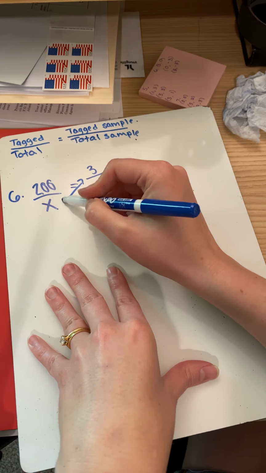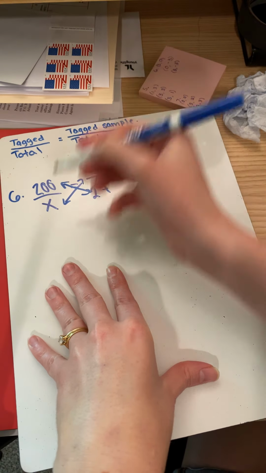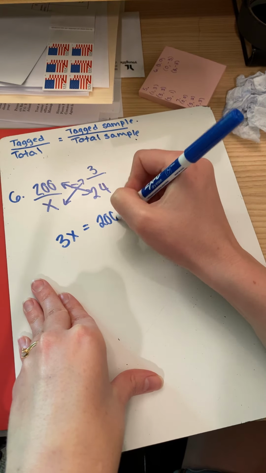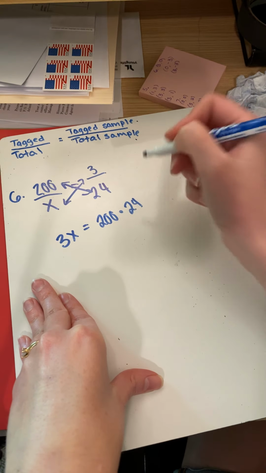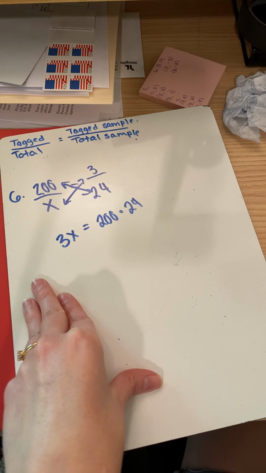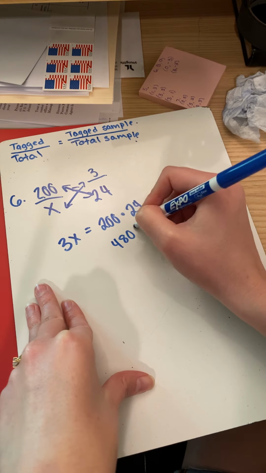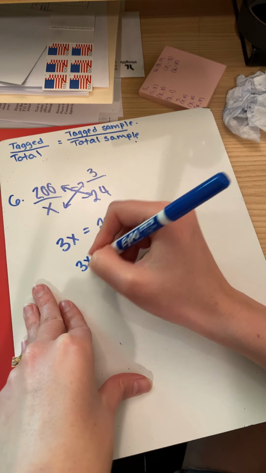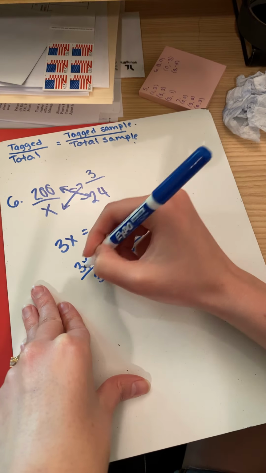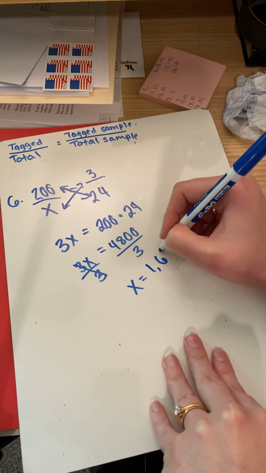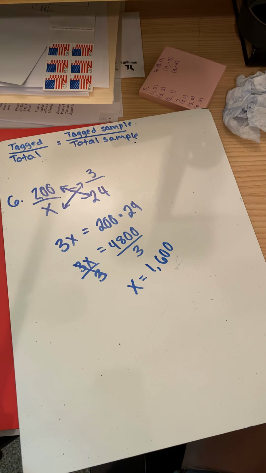Doing our cross products, we're going to have 3x is equal to 200 times 24. 200 times 24 is equal to 4,800, so 4,800. And that's still set equal to 3x. Divide to get 3 by itself. X is equal to 1,600. So we imagine there is about 1,600 pigeons in this particular city.